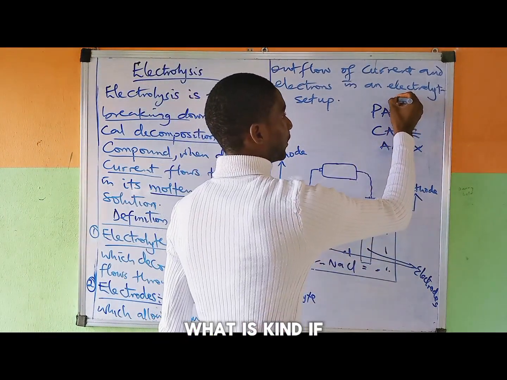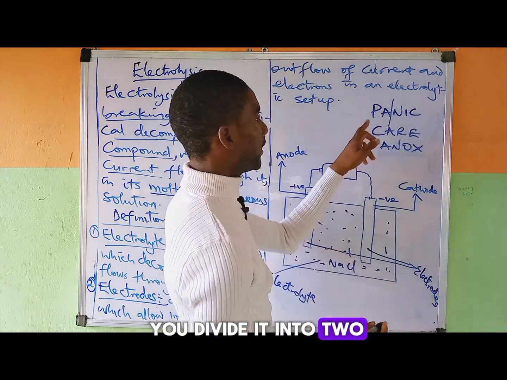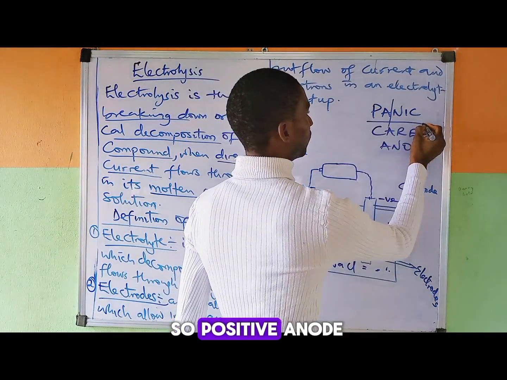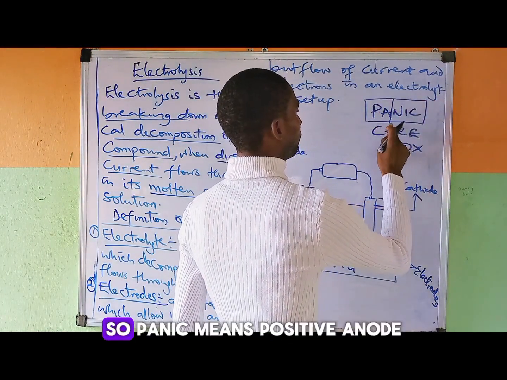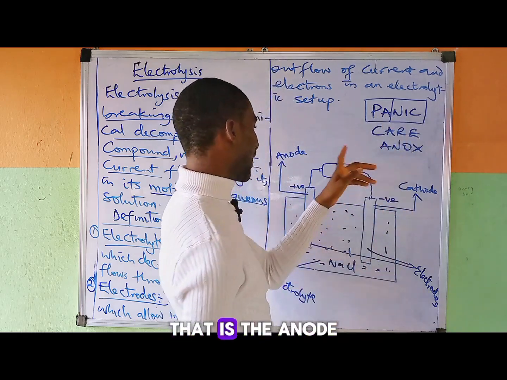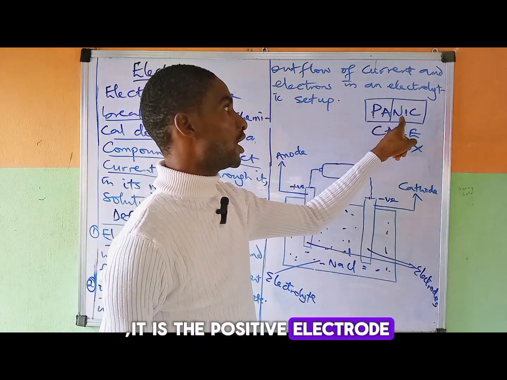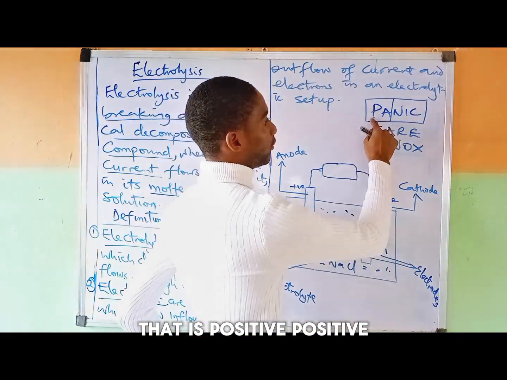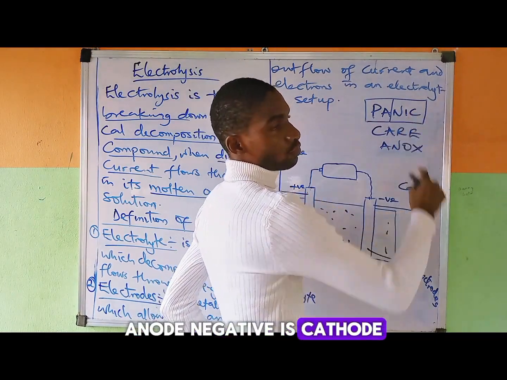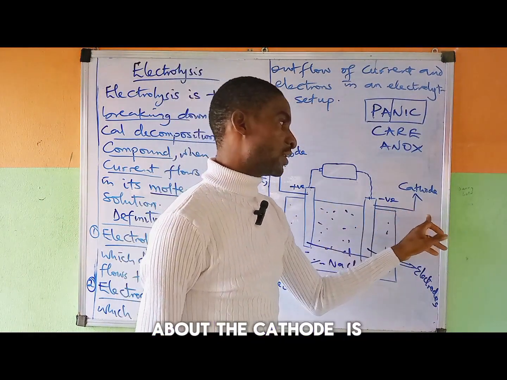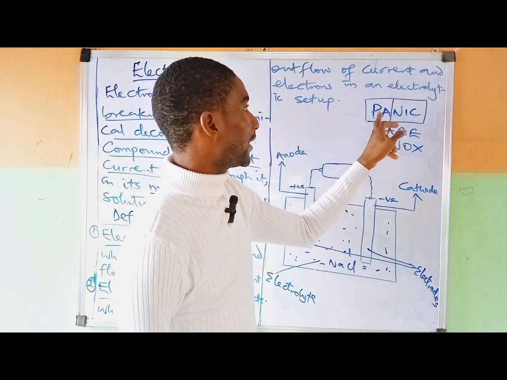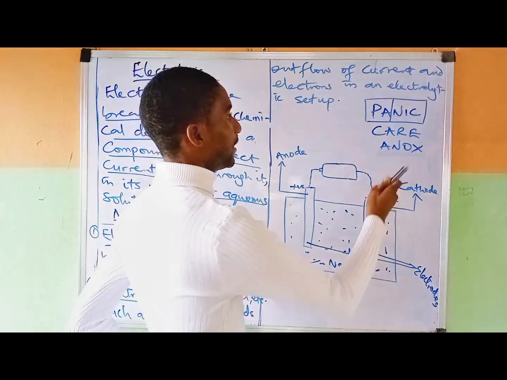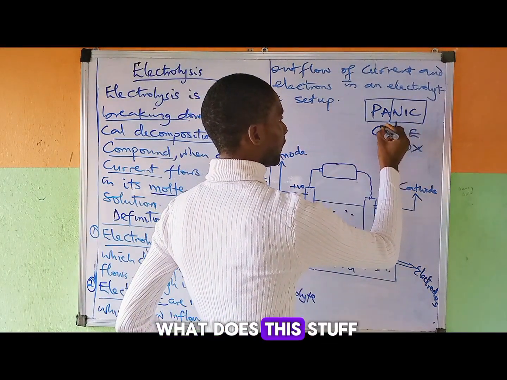PANIC. What is PANIC? If we divide it into two, PANIC means Positive Anode, Negative Is Cathode. That is, the anode is the positive electrode, while the negative is the cathode. So when you talk about the cathode, it's the negative electrode, and the positive electrode is the anode. All right. Then what does CARE stand for?